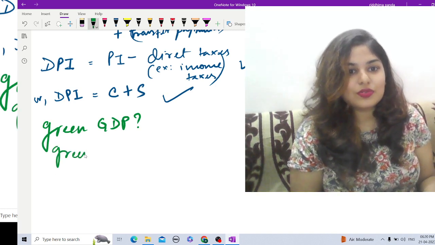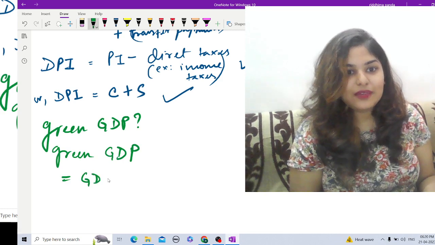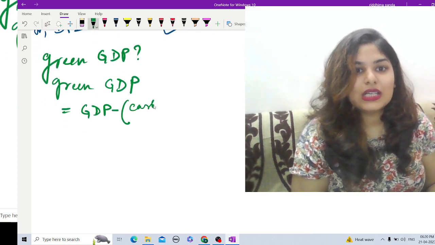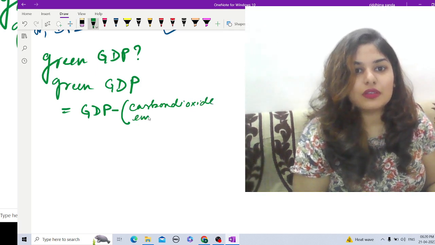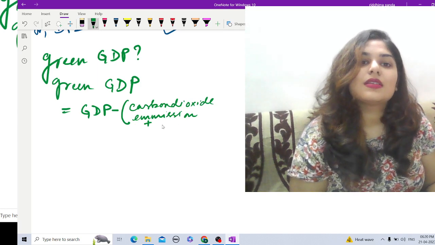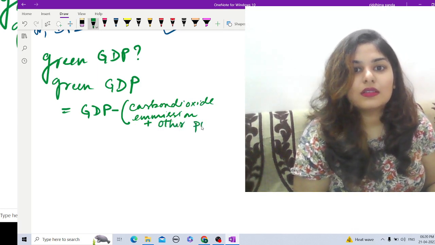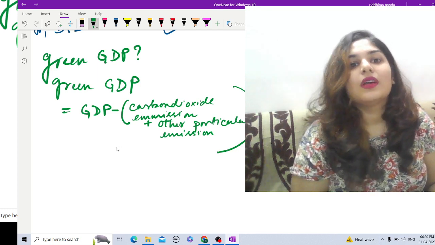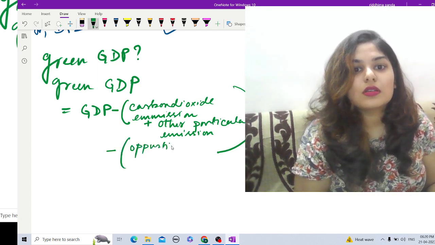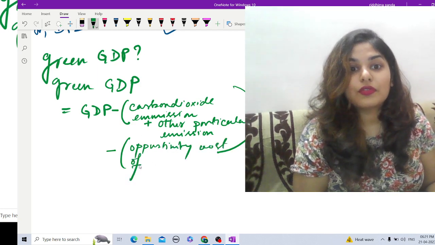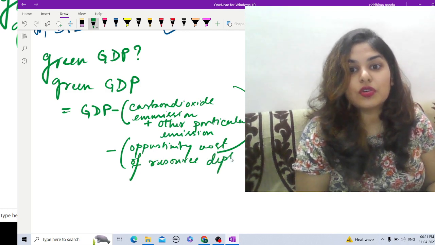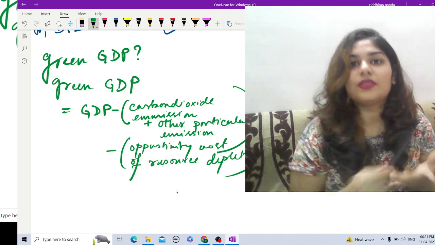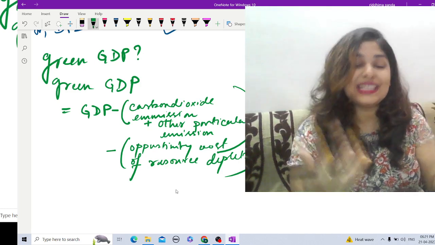So green GDP is equal to GDP minus carbon dioxide emission plus, let's say, other particulate emission, different types of emission that pollutes basically, that is subtracted, okay, minus opportunity cost of resource depletion. Resource depletion means what? It can be any natural resources, it can be forests, minerals, etc. So the resource that is being depleted and is getting extinct, that is the opportunity cost of using those, right?